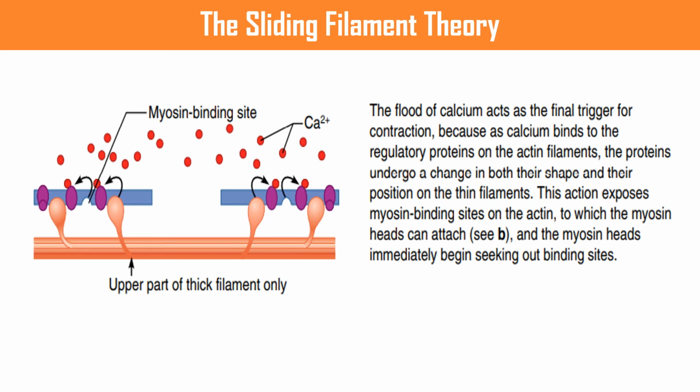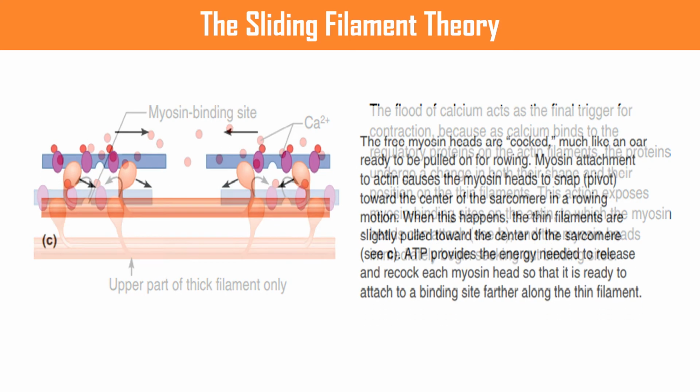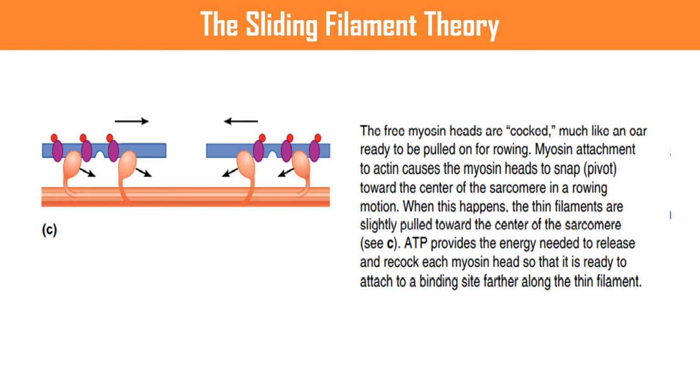This action exposes myosin binding sites on the actin to which the myosin head can attach, and the myosin head immediately begins seeking out a binding site. The free myosin heads are cocked much like an oar ready to be pulled for rowing. Myosin attachment to actin causes the myosin head to snap towards the center of the sarcomere in a rowing motion. When this happens, the thin filaments are slightly pulled toward the center of the sarcomere. ATP provides the energy needed to release and recock each myosin head so that it is ready to attach to a binding site farther along the thin filament.